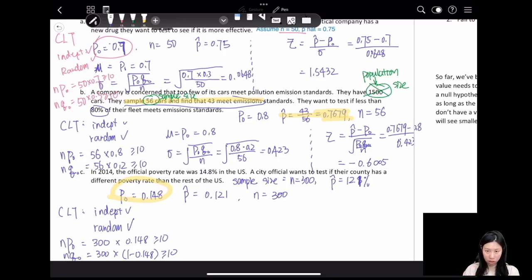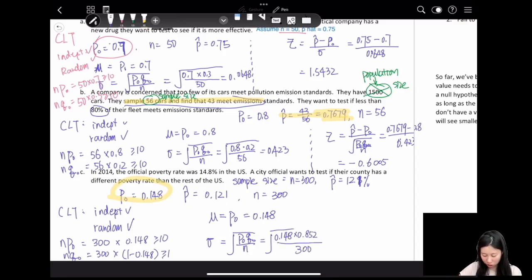Now we can set up the sampling distribution. We have our mu equals p sub 0, which is 0.148, and sigma equals the square root of p sub 0 q sub 0 divided by n. So we have 0.148 times 0.852 divided by 300, and take the square root of the whole thing. So we get that this equals 0.205. Okay, test statistic. We have z equals p hat subtract p sub 0 divided by our sigma. Let me change this to mu.